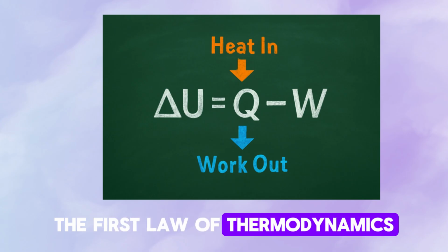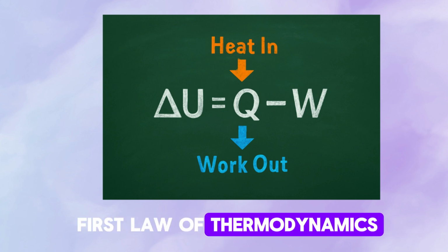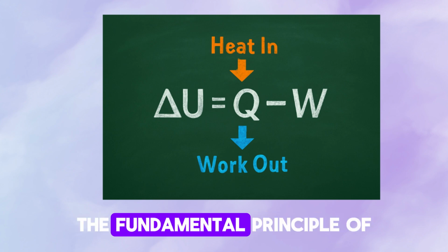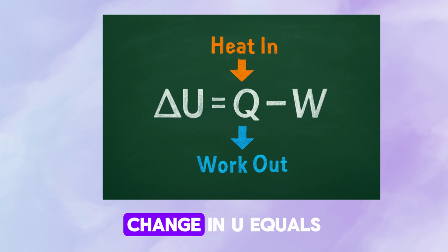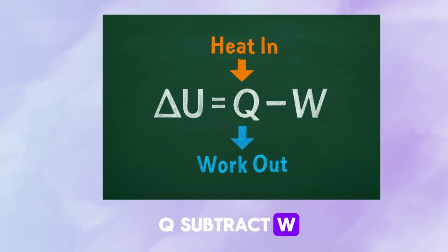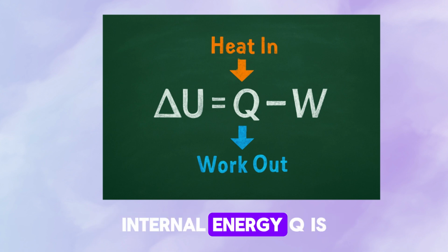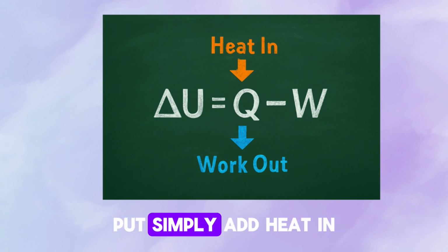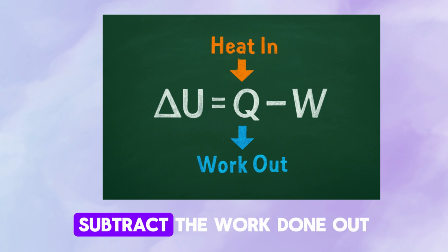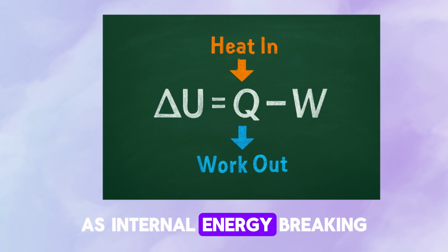The first law of thermodynamics. Now, with this foundation, we arrive at the first law of thermodynamics. This law expresses the fundamental principle of energy conservation as applied to thermodynamic systems. Change in U equals Q minus W. Here, change in U represents the change in the system's internal energy. Q is the heat added to the system, and W is the work done by the system on its surroundings. Put simply, add heat in, subtract the work done out. What remains is the energy stored inside the system as internal energy.